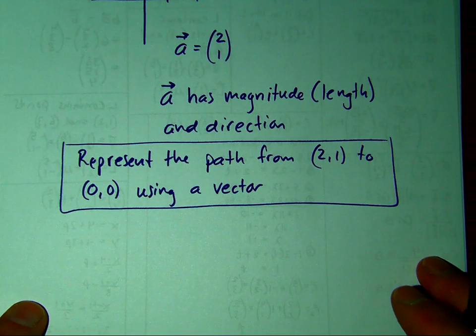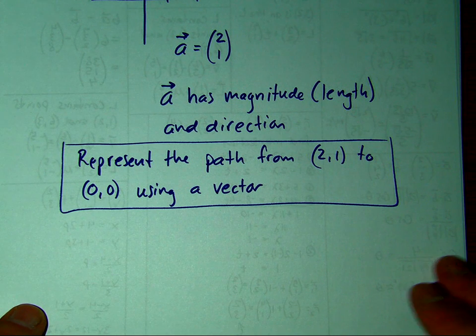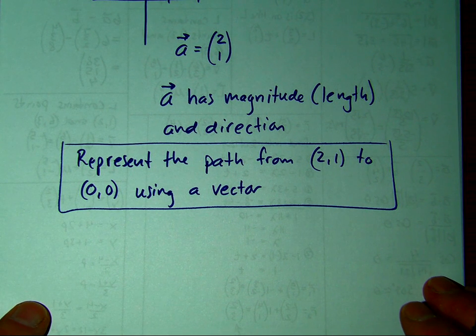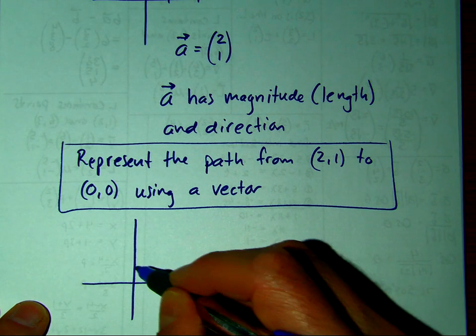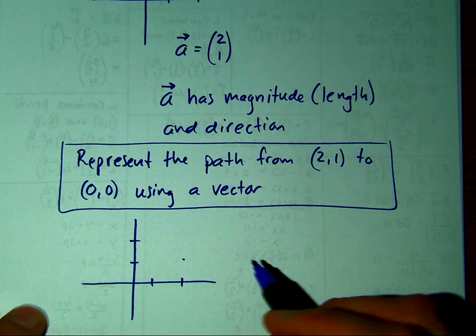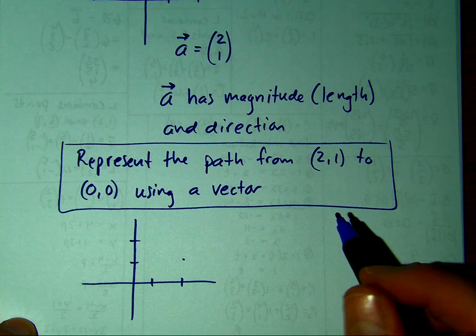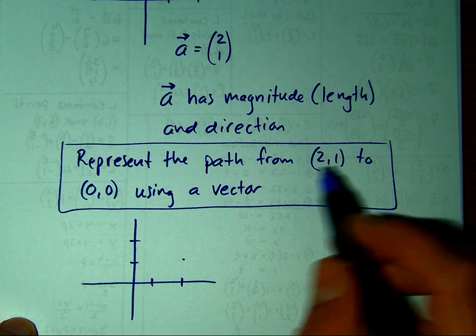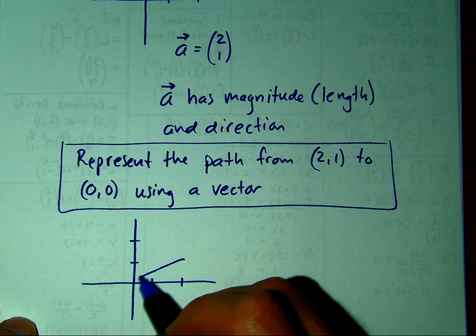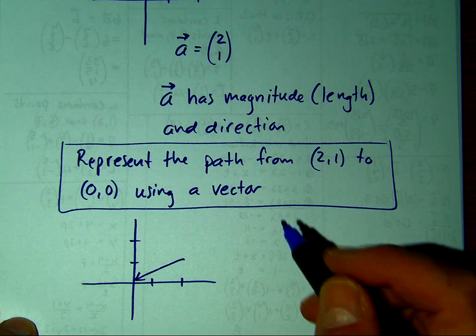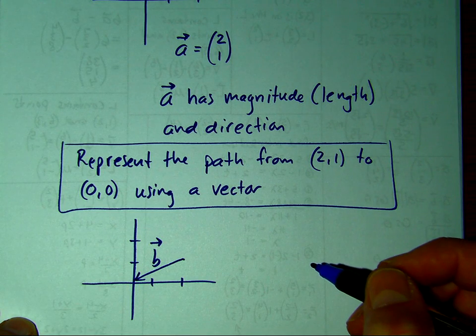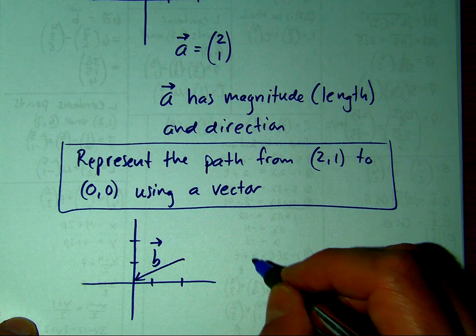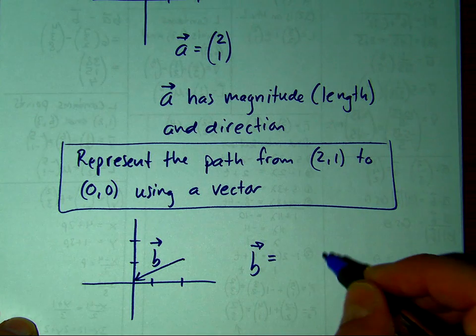All right, and go ahead and pause the video, try this one. And in this one, we're going to start at the point 2, 1, and go towards the origin. We can call that vector B, because we call the other one A. Now let's see what the components of this vector are.